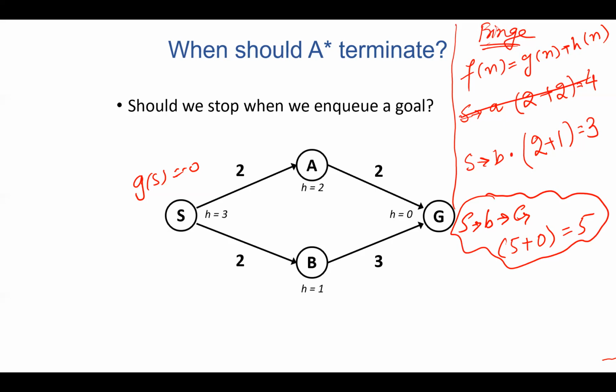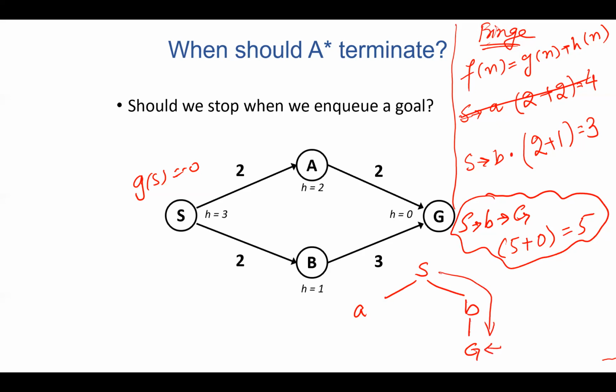Why? SBG is optimal. So as soon as we enqueued the goal, meaning pushed it in, we declared the victory, and that's where we have made a mistake, right? Because now suppose we didn't declare a victory here, and we went back. So from S, we can go to A, and then we can go to G. So we have expanded this path. And as soon as we pushed it in, we declared victory.